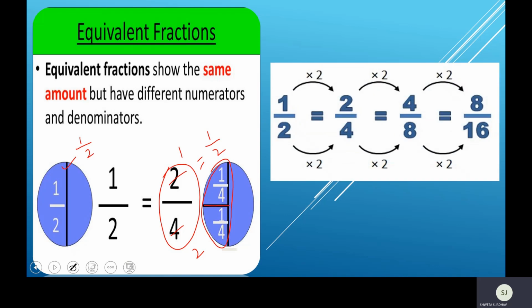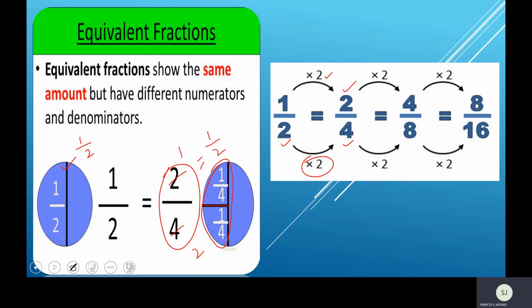So I'll show you one more example where we are finding an equivalent fraction for 1 by 2. Whenever we find an equivalent fraction, we always multiply the numerator and denominator with the same number. Here you can see 1, when we multiply with 2, we get 2 as numerator, and the same number we multiply with the denominator also, where we got 2 by 4. So we can say 2 by 4 is an equivalent fraction for 1 by 2. In the same way, when we keep on multiplying the denominator and numerator with the same number, we will find equivalent fractions. You can take any number.